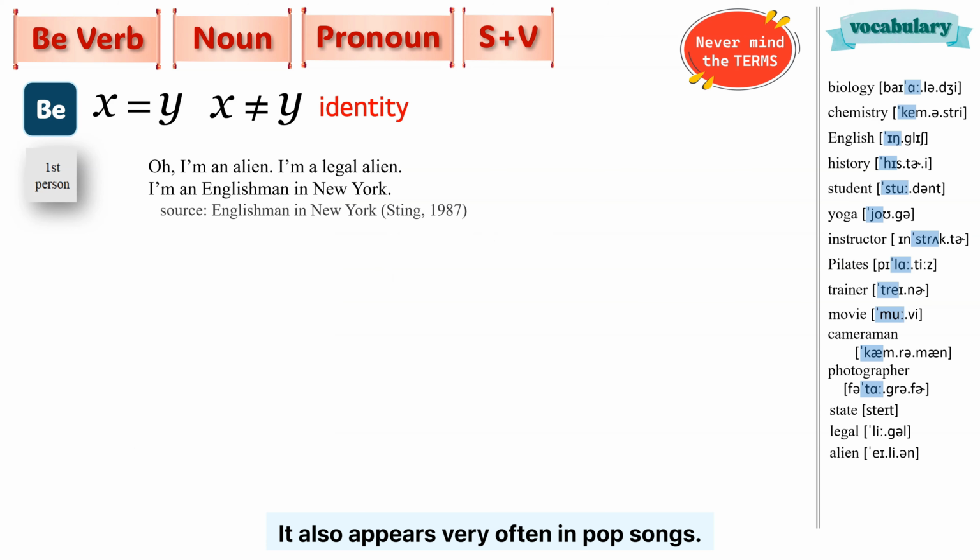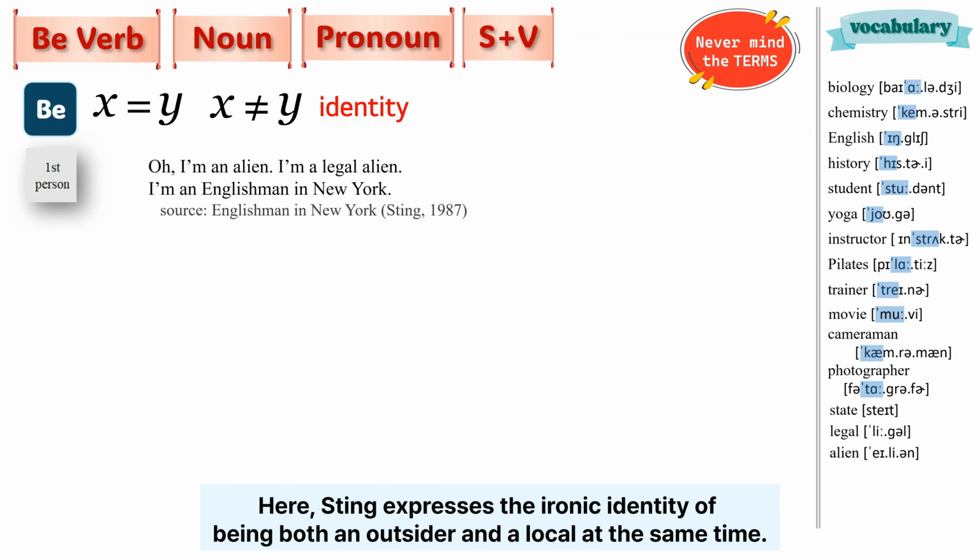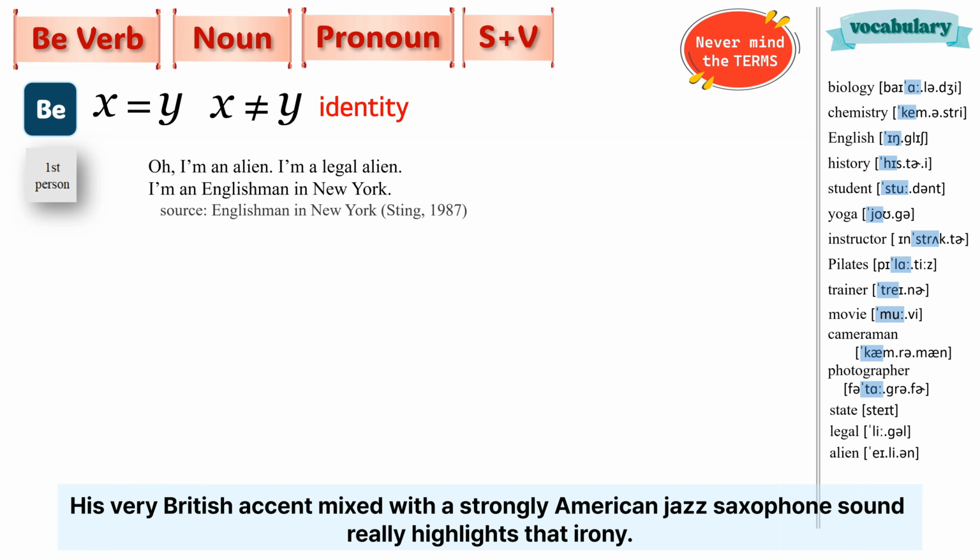It also appears very often in pop songs. Take Sting's famous song, Englishman in New York. The lyrics describe a foreign person allowed by the law, an Englishman living in New York. Here, Sting expresses the ironic identity of being both an outsider and a local at the same time. His very British accent mixed with the strongly American jazz saxophone sound really highlights that irony.